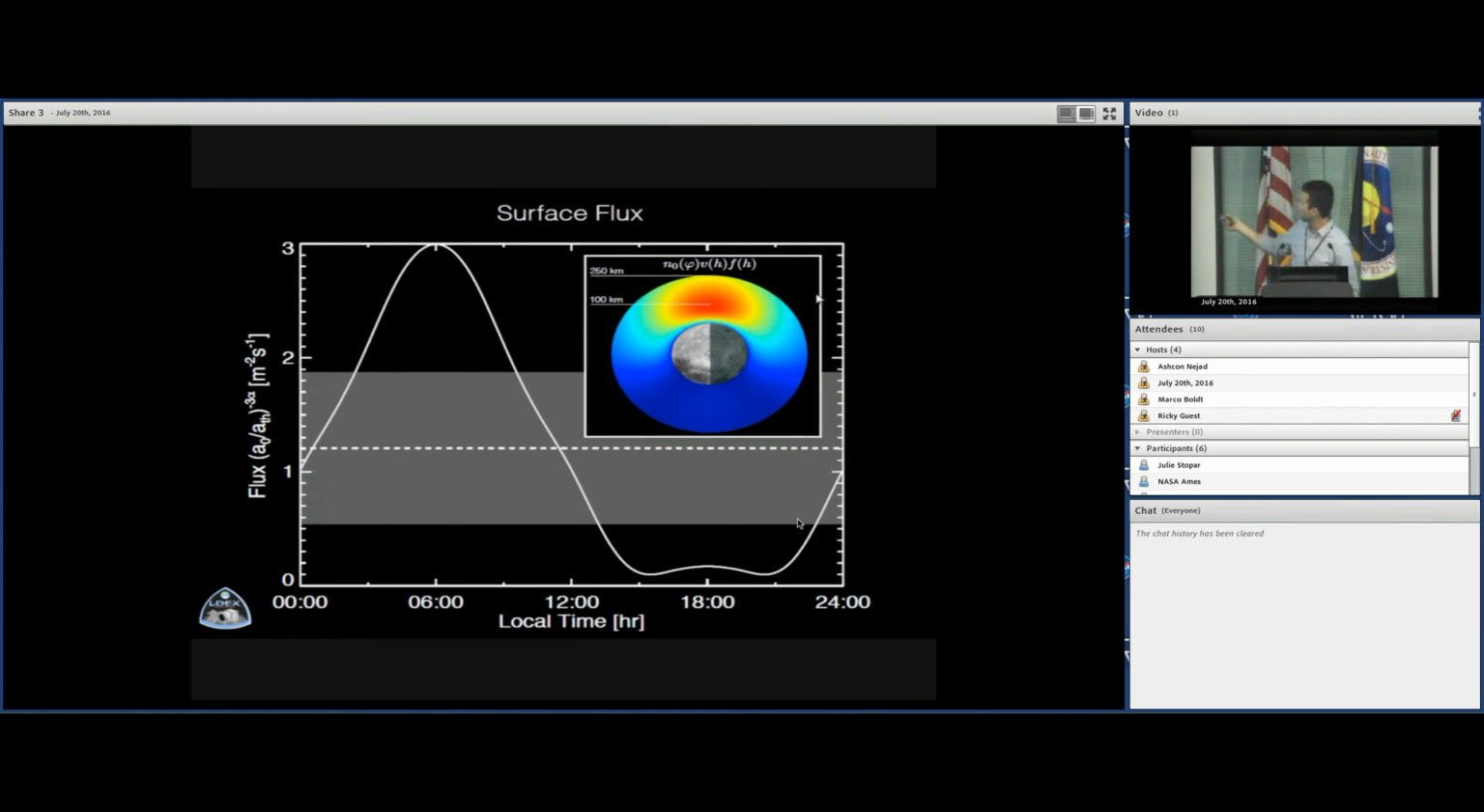Then you could integrate this in altitude, and that's what's shown here in this plot. And so you get, as a function of local time, what flux the moon receives. And then you could integrate one more time and get the average flux. That's this dotted line. It's about 1 hit per meter squared per second, depending on the particle size.